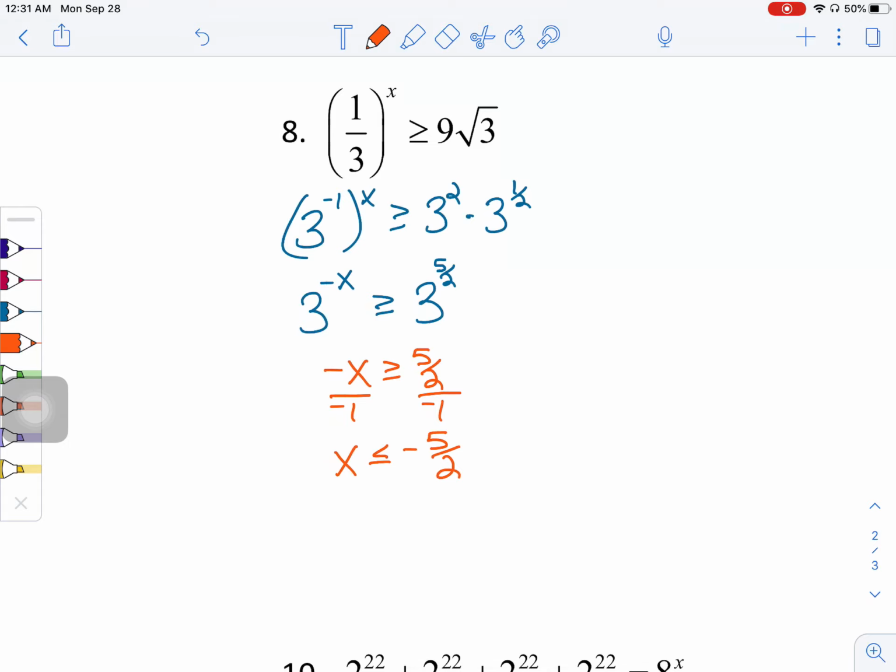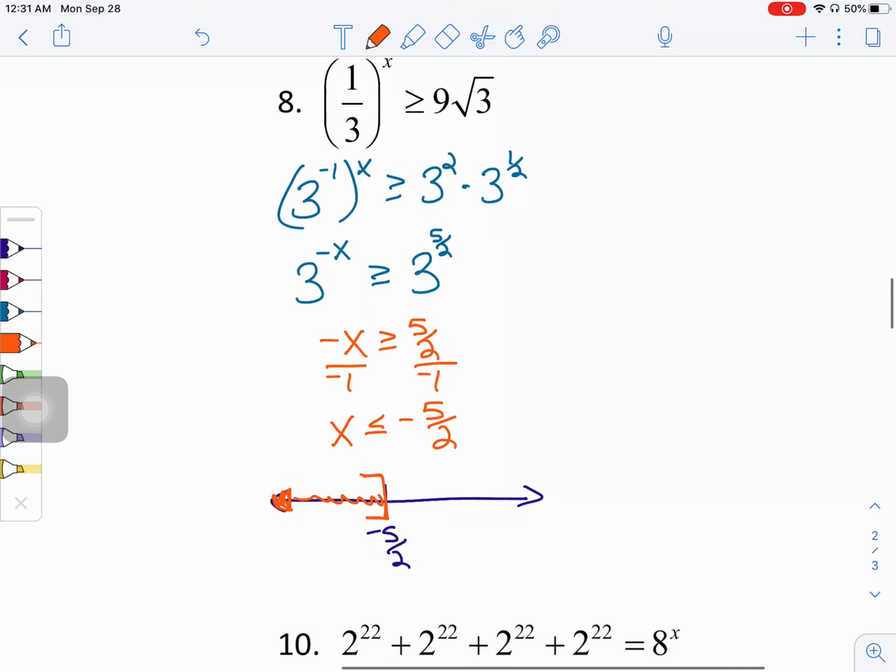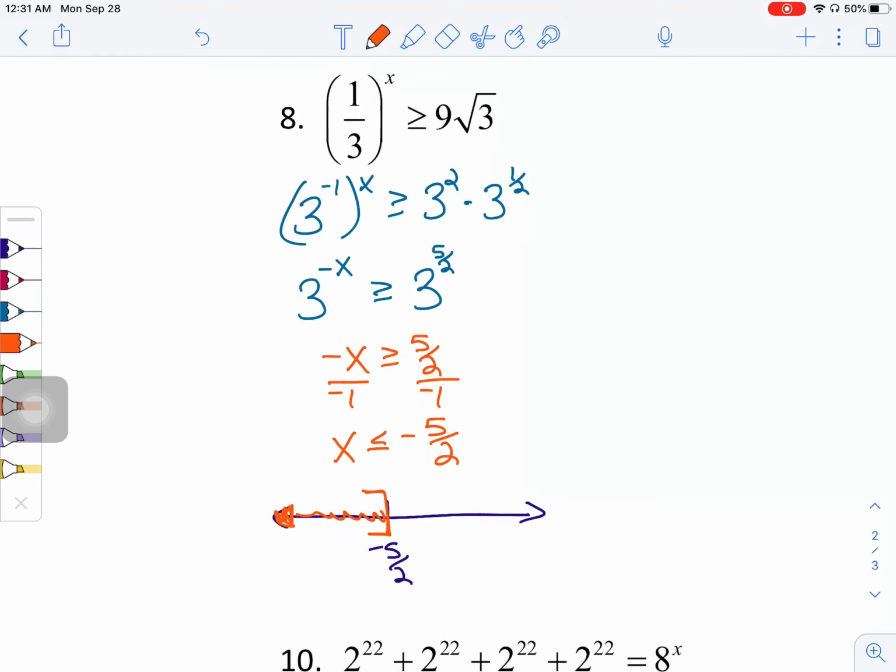On a number line, let's go ahead and pop a number line up in here. The only critical value is -5/2. And it says x is less than -5/2, so less than is going to be to the left here. Bracket, because we have the equal to component. So this is going to be from -infinity to -5/2 with a bracket.